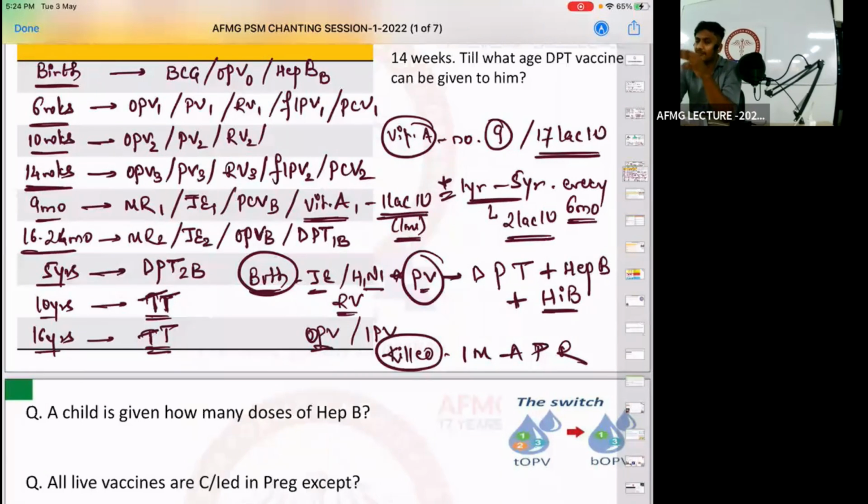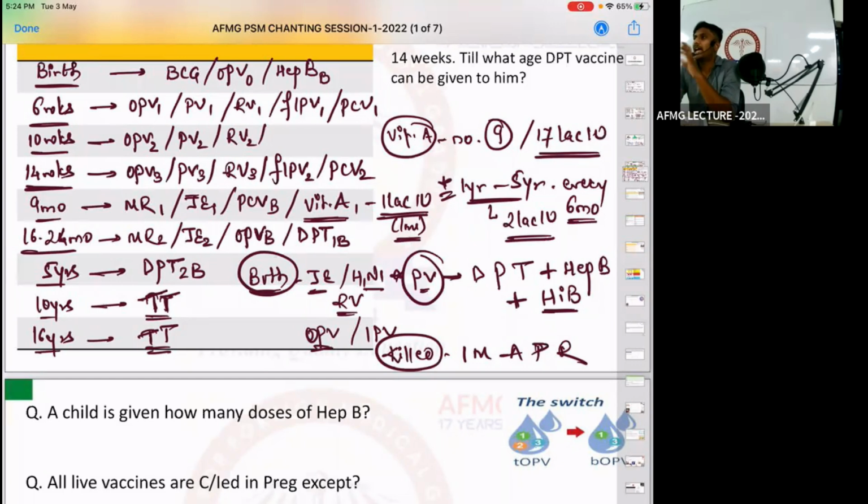Which vaccine is given subcutaneously on the right arm? It can be JE also. JE and MMR or MR vaccine, measles vaccine, right? So mainly we give MR. JE is only given in some states. It is also given at the same site. So subcutaneous on the right arm is JE and MMR.